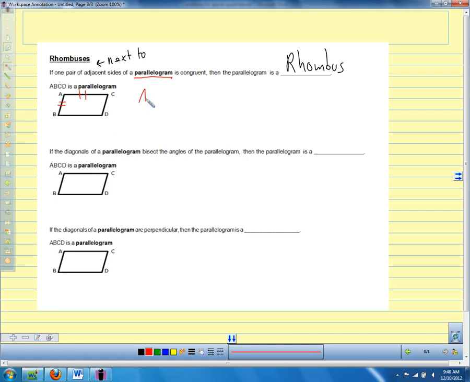If we wrote it out, we'd say AB is congruent to AC. Another way we could say it is the length of AB is congruent to the length of AC. And we could use any two sides. It doesn't have to be just these two sides. Any two sides that are next to each other on a parallelogram, if they turn out to be congruent, then that parallelogram is a rhombus.